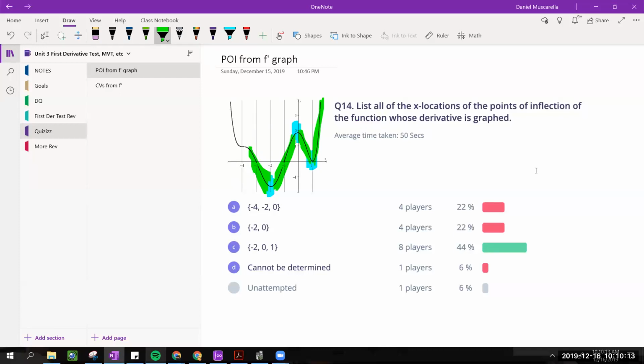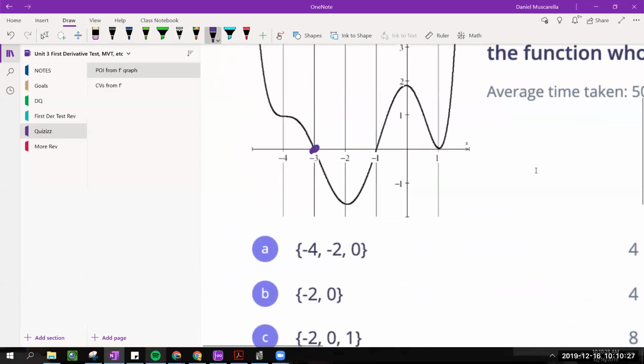So anywhere your first derivative graph changes signs or changes slopes, that's where you're going to have the POIs. Okay. Now, if you wanted a max or a min from the first derivative graph, so like right here at -3. So what you want to do is all of this part up here that I just colored in purple, all of that is where the first derivative is positive. So your function is going up.